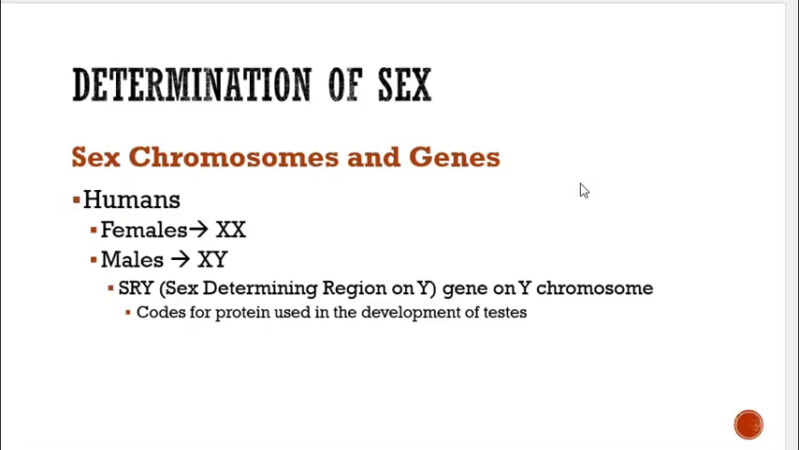So pretty much, the presence or the absence of the SRY gene is what determines the sex of an individual. So it's not necessarily the whole Y chromosome, but certain genes on the Y chromosome that help determine the sex of the individual. Now, having said that, since we're dealing with genetics and whole chromosomes, we're still going to consider females as XX and males as XY.